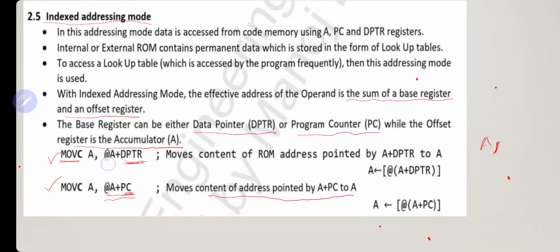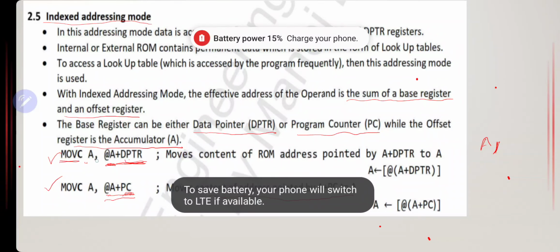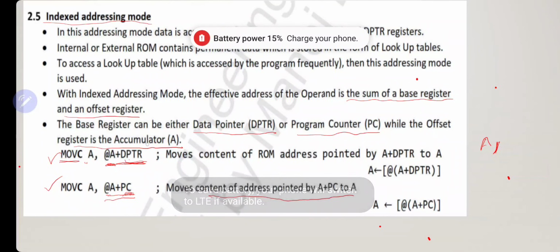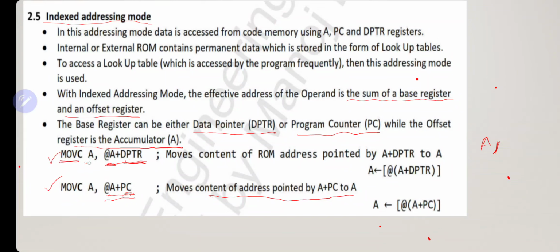In indexed addressing mode, we use the sum of an offset address and a base address. The base address may be the data pointer or PC. The offset address will always be the accumulator. So MOVC A, @A+DPTR, or MOVC A, @A+PC. So this is about indexed addressing mode. That's all about today's class, that is addressing modes of 8051. Thank you.